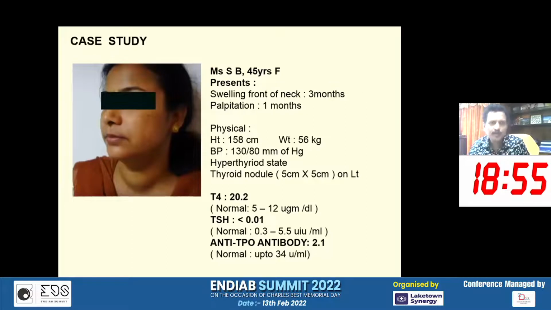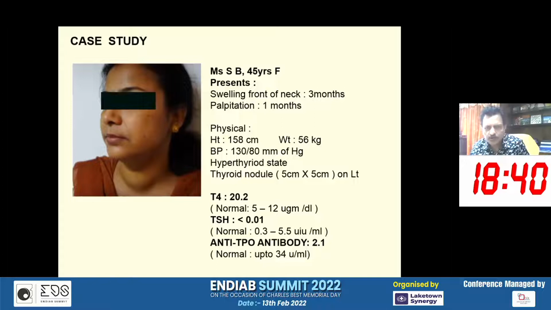Coming to my second case, a 45-year-old female had a swelling in the front of the neck for 3 months, and there was some kind of palpitation. She was quite lean, 158 centimeters in height, and her blood pressure was normal.